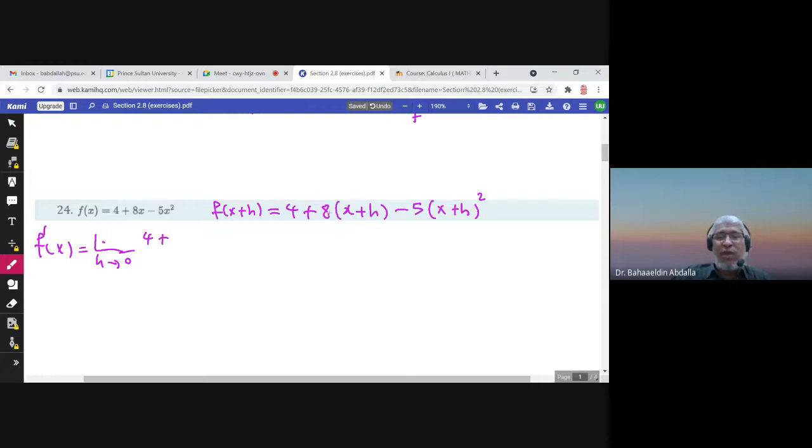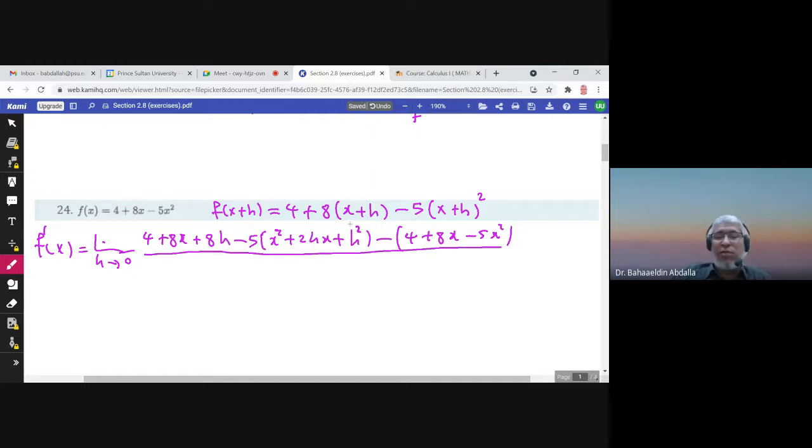So 4 plus 8 times x plus 8 times h minus 5 times. Now expand this. X plus h to the power 2 gives x squared plus first term squared, 2 times the first times the second, and the second term squared. This is how we square a binomial. Well, minus, and let me write 4 plus 8x minus 5x squared. So this is f of x plus h minus f of x over h.